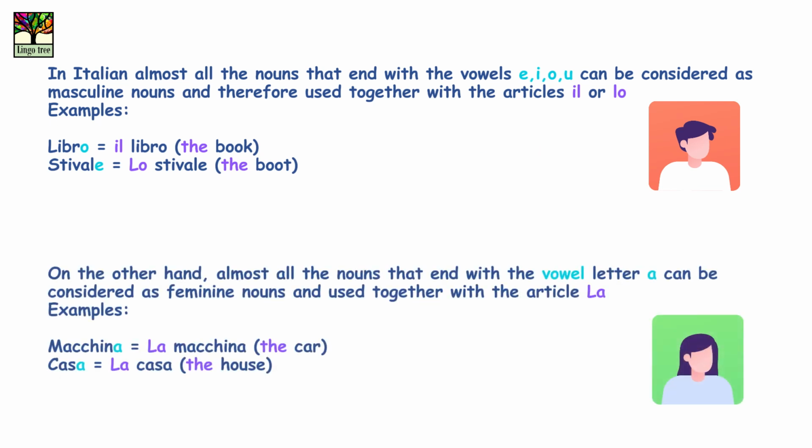On the other hand, the majority of nouns concluding with the vowel a in Italian are typically regarded as feminine, and as such, they are appropriately paired with the article la. Examples: the car, la macchina. The house, la casa. Here, both examples end with the vowel letter a. Therefore, we can easily identify them as feminine gender nouns.